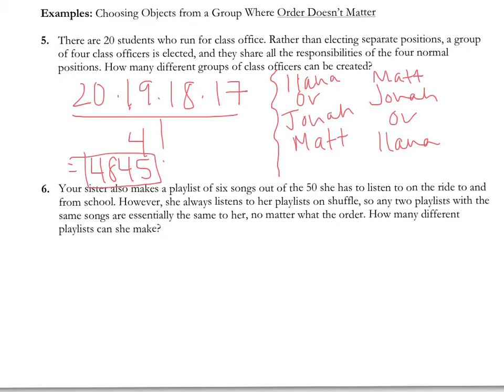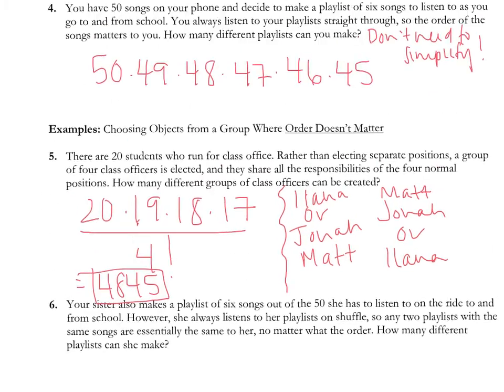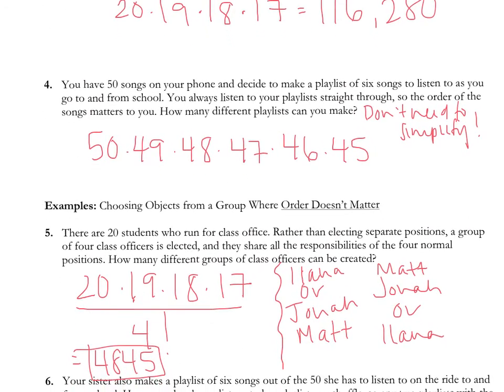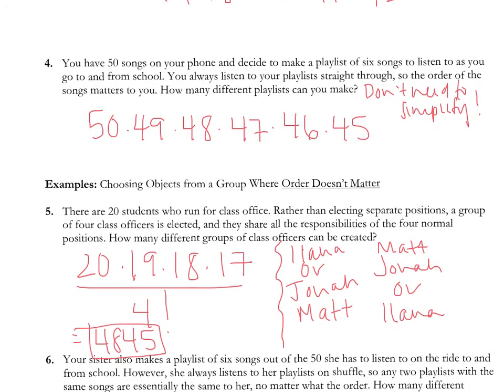So let's do another example together. So in example 6, it says, your sister also makes a playlist of 6 songs out of the 50 she has to listen to on the ride to and from school. However, she always listens to her playlists on shuffle, so any 2 playlists with the same songs are essentially the same to her, no matter what the order. How many different playlists can she make? So this is very similar to problem number 4 up here, where you have 50 songs on your phone and you have to pick 6 of them to make a playlist.